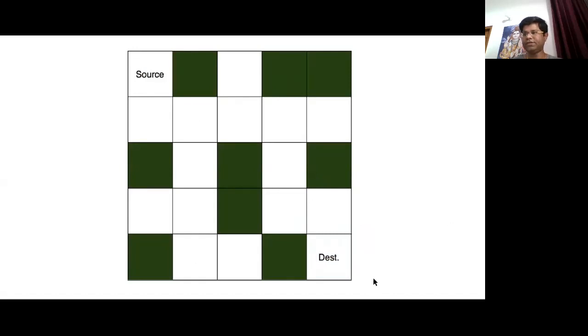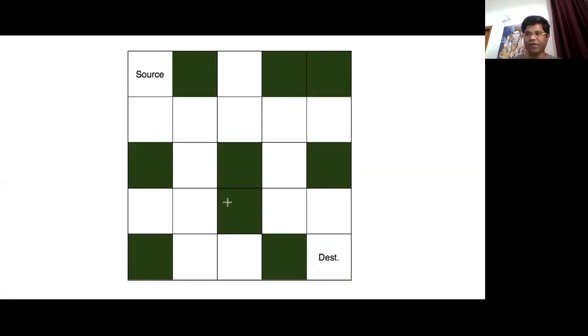So here, a maze is a 2D matrix in which some cells are blocked, like the cells that are colored in black. These cells are blocked. One of the cells is the source cell, that is this cell, from where we have to start. Another one is the destination cell. This is the destination cell where we have to reach. It means we have to start from here and reach this destination.